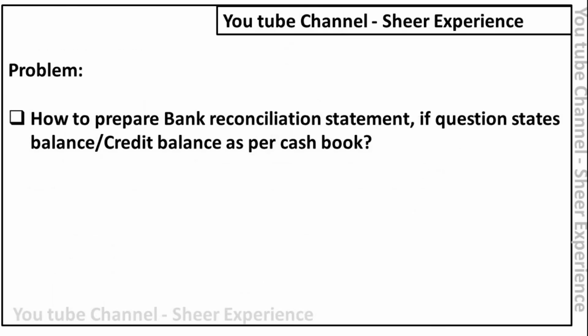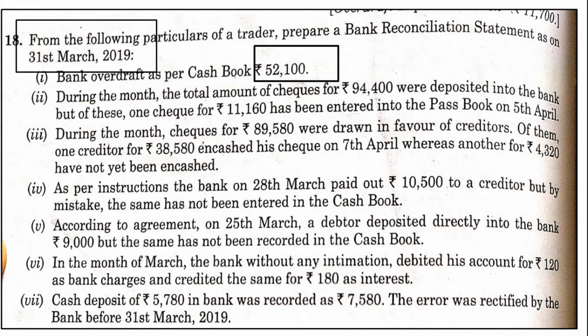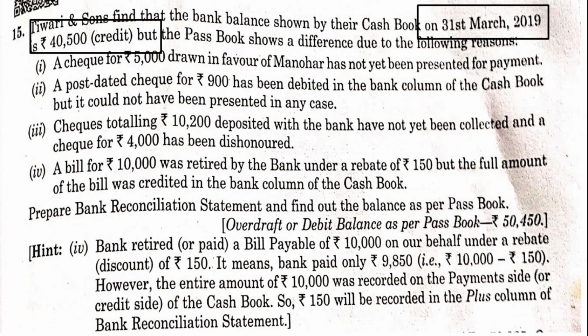Now we'll see the problem. Here I have taken 3 problems which cover all types of transactions. Tiwari and Sons find that the bank balance shown by their cash book on 31st March 2019 is 40,500, and in the brackets they have mentioned credit, but the passbook shows a difference due to the following reasons.